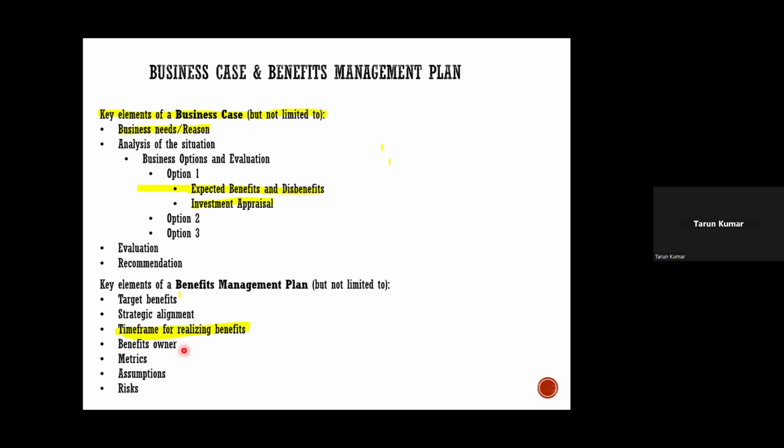See, for example, let's say the project owner is the benefit owner. During the project, if the project is delayed, will it impact the benefits? Yes, it can impact the benefits. Because suppose your project is to launch a website and increase the sales. If your competitor launches their website before you, will it impact your benefits or not? Yes, it will.